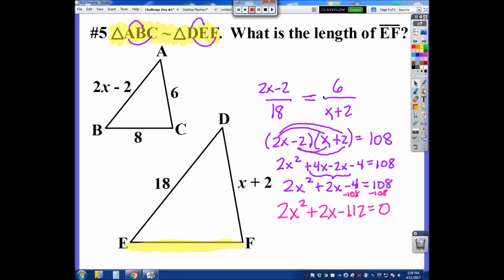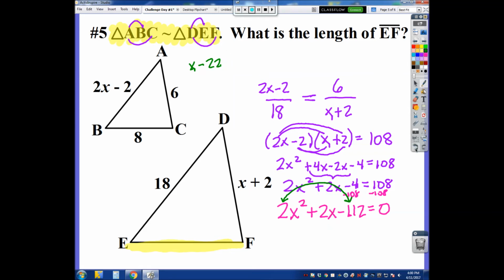So now if we want to factor this, this actually ends up being a different kind of factoring problem. You can still do it like, what's 2 times negative 112? Well, we're looking for two numbers that multiply to be negative 224, and we need them to add to be 2. So you can sit there and try to figure out what those numbers are, and you can come up with them and you can factor this like we normally factored them.